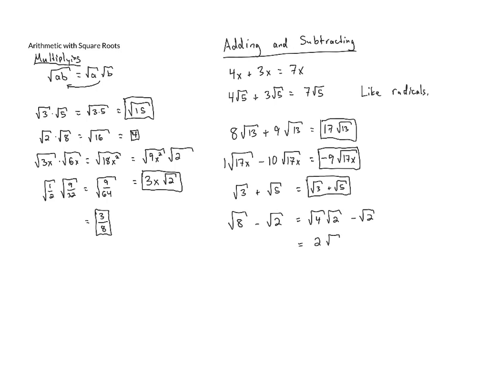That's 2. So we've got 2 root 2 minus root 2. And now they are like radicals because each one has a root 2. We can write in the imaginary 1 out there, and then 2 root 2 minus 1 root 2 is 1 root 2, or just root 2.